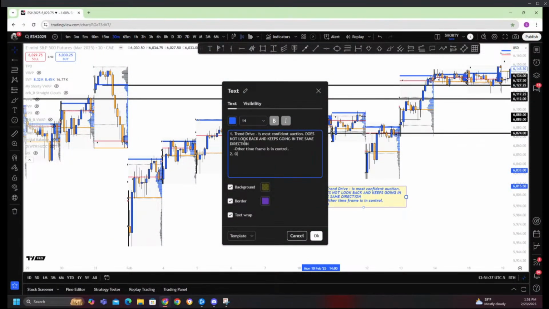What is open auction? How confident is that one? Is that like the D shape?